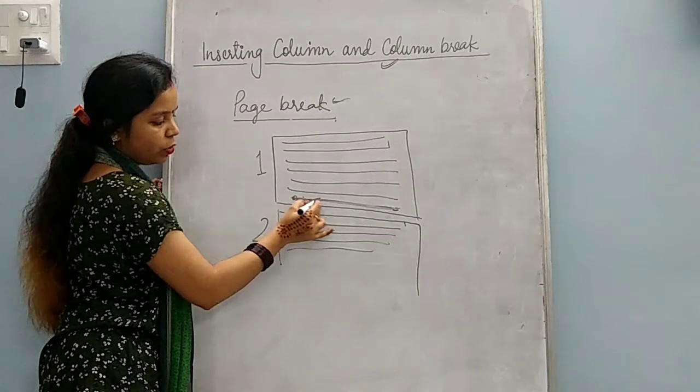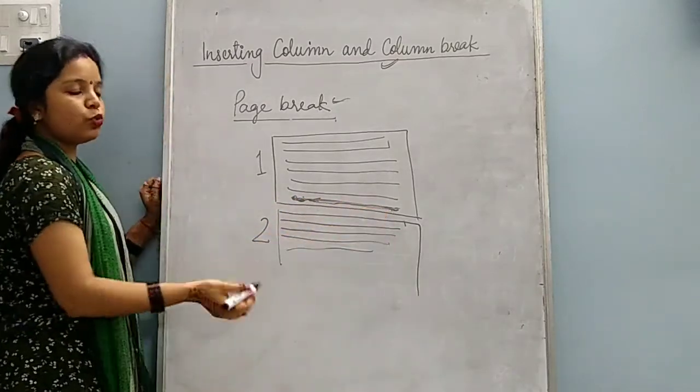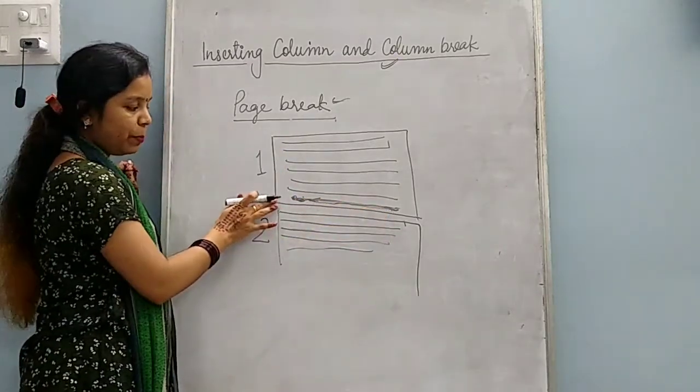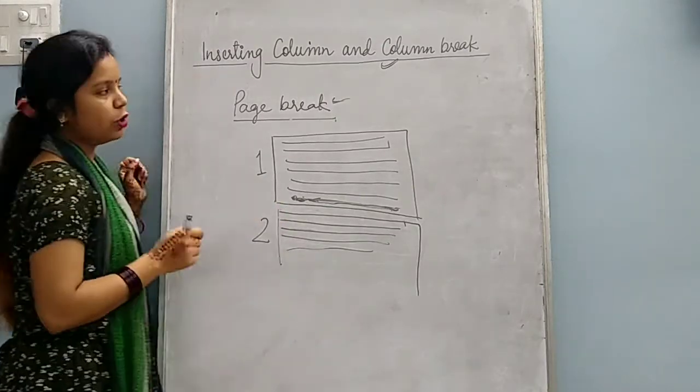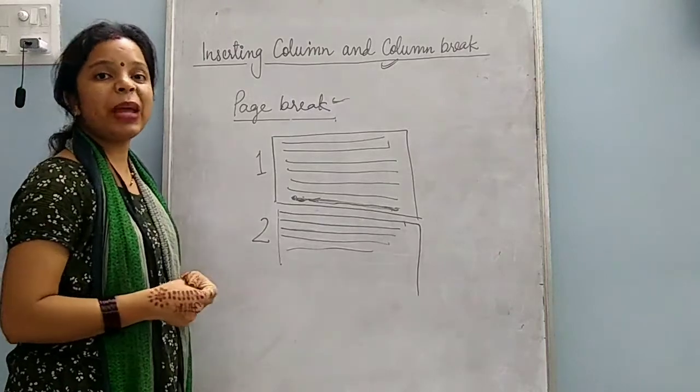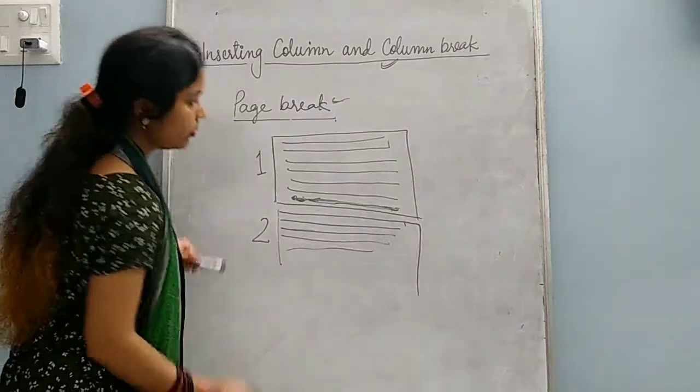Means till here your first page was there, and as you have applied the column break option, it will break your page from there and the next line will come from the second page. So for this we use the page break option.